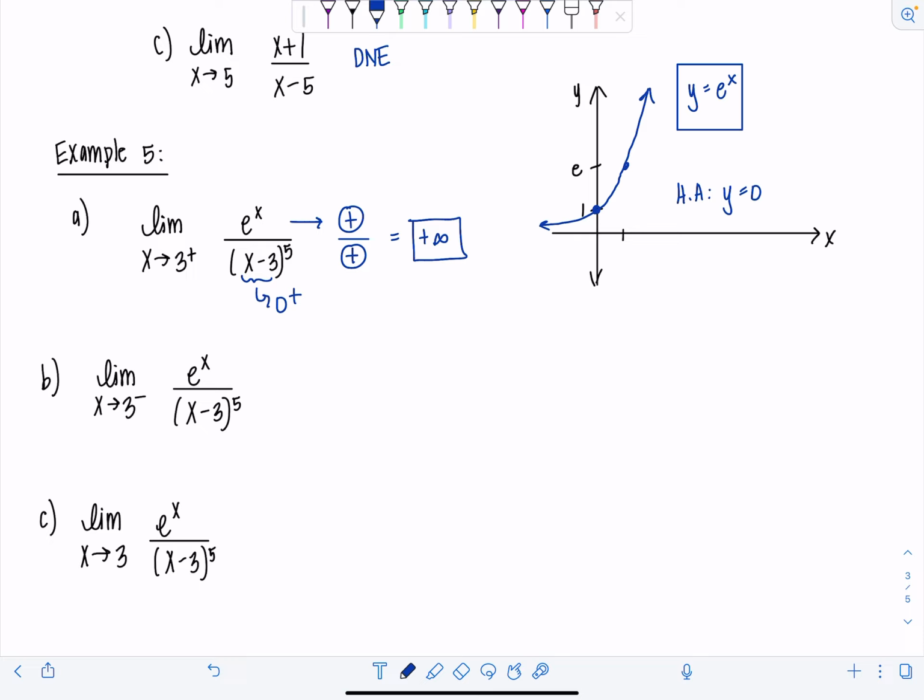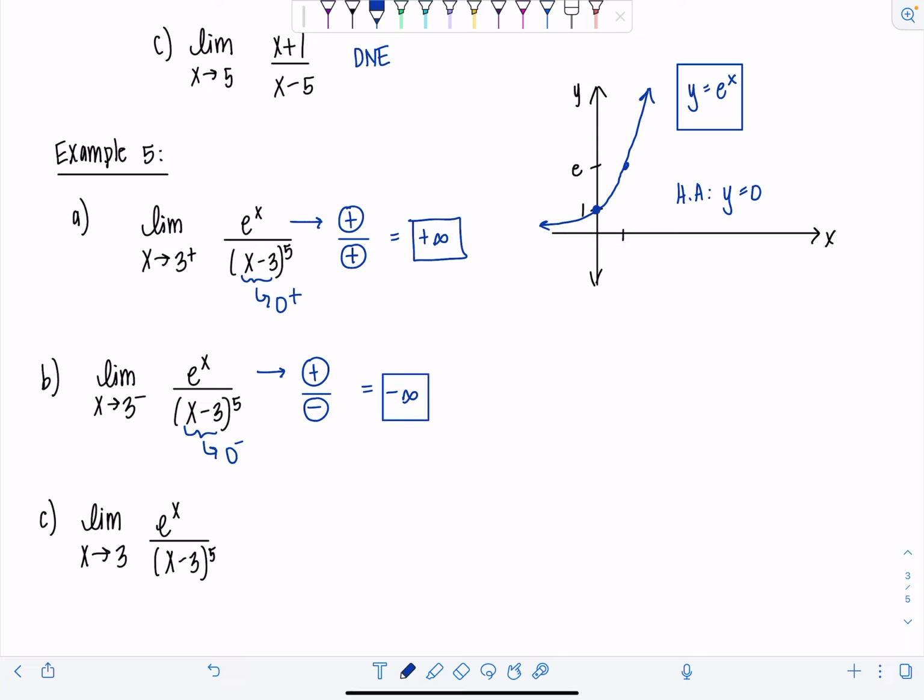This time we're approaching 3 from the left. So e to the x, that's approaching some positive number. X minus 3, this time this is approaching 0 from the left. Since we're raising that to the 5th power, it's going to stay negative. So the denominator is negative. It's shrinking though, it's approaching 0, which means this overall expression is blowing up. It's getting arbitrarily large. So if the denominator goes to 0, and the numerator just approaches some number not 0, that means the whole thing's getting very, very big. And this limit would be negative infinity.